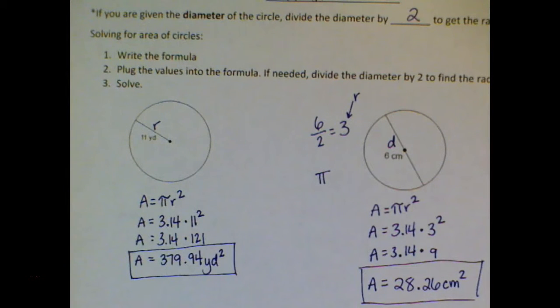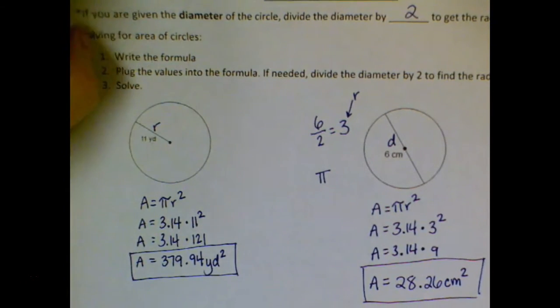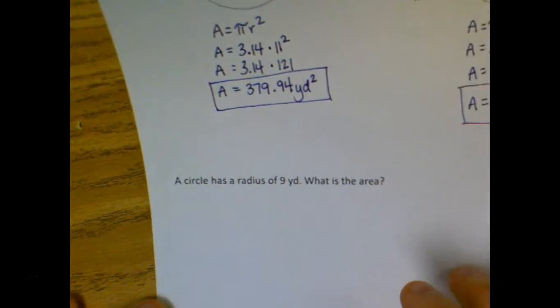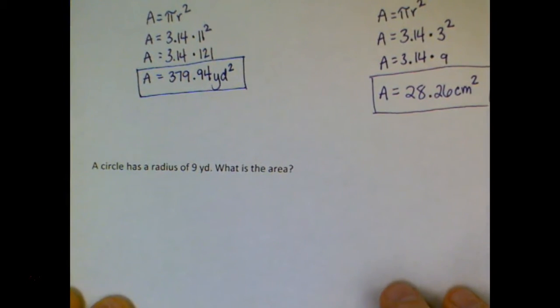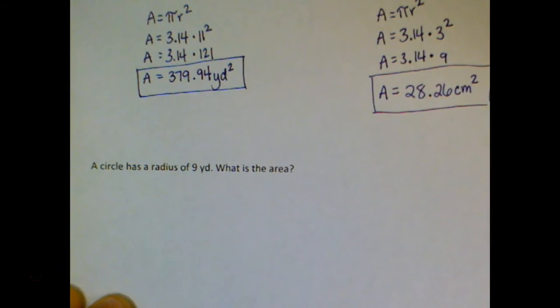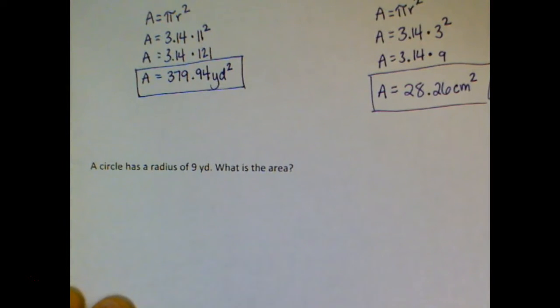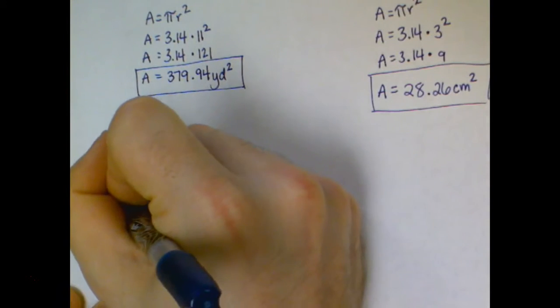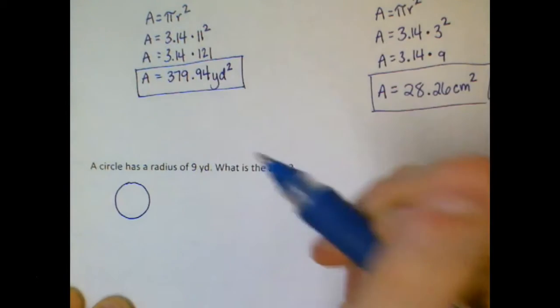All right, we have one problem left, and then we are done for today, and we'll practice this stuff together when we see each other. This one's a little bit different because it gives us just words instead of a picture. So a circle has a radius of 9 yards. What's the area? If it helps you to draw yourself a picture, draw yourself a picture.